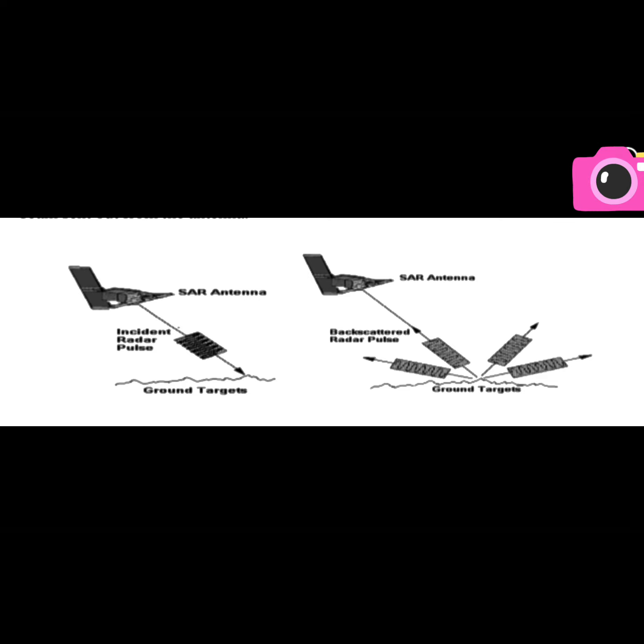This is a diagrammatic representation of synthetic aperture radar. In this diagram, as you can see, the microwave pulses are transmitted by the antenna to the Earth's surface and the ground target. The microwave energy scattered back to the spacecraft is measured.